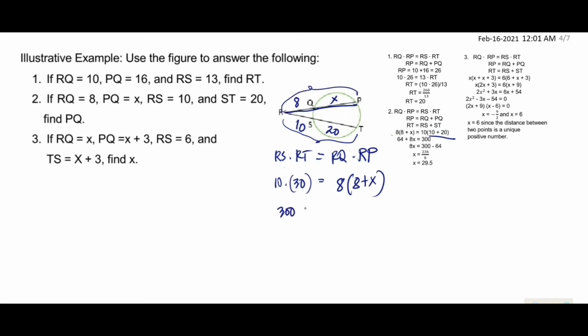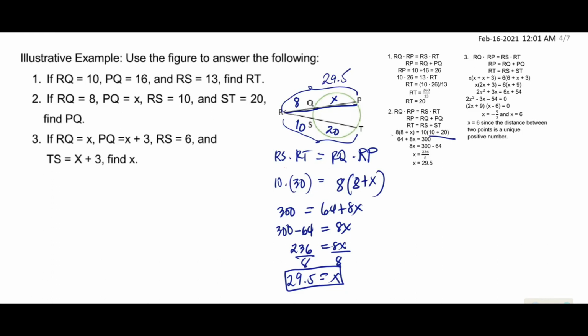So, this is 300 and this is 64 plus 8X. Pwede naman yan. 300 minus 64 equals 8X. 300 minus 64 is 236. Divide both sides by 8. Calculate. That is 29.5. Yan lang. So, try nyo. So, this is 29.5.